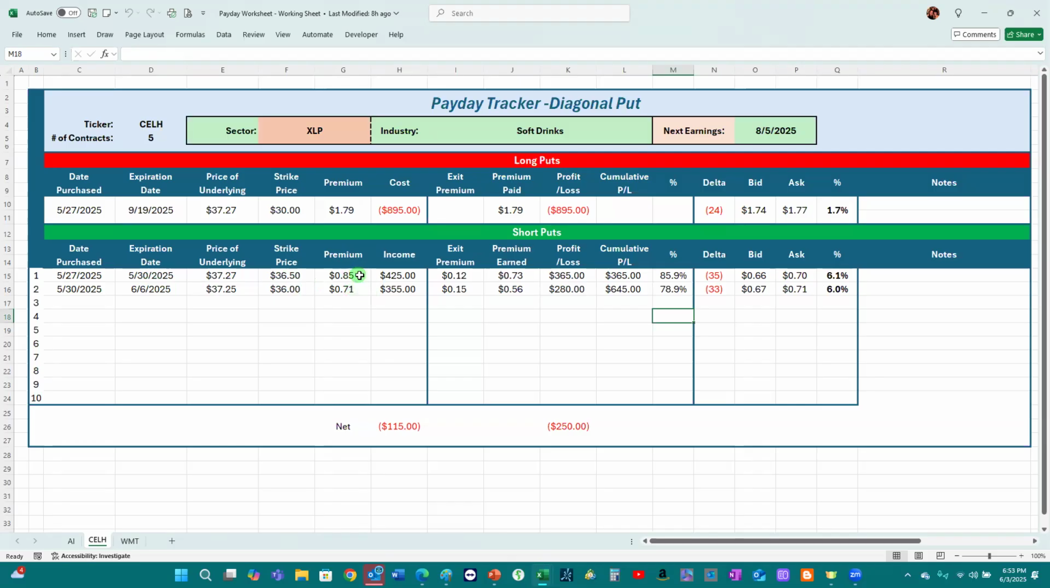So you can see here the premium we made on this was 85 cents. We sold it for 73. We made 86% profit in less than 3 days. This one here, the premium was 71 cents. We did it on 5/30 last Friday, and we bought that one back today for 15 cents. So that was a 79% profit in just 2 days, basically. Did not do another one yet, but you can see right now only $250 in each of these.